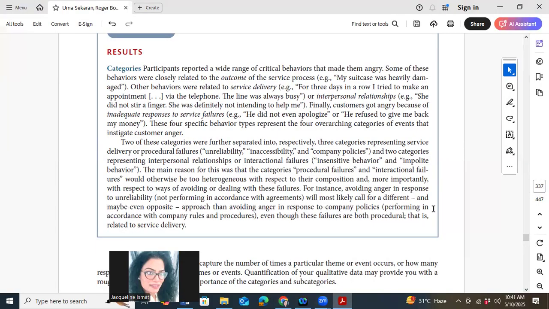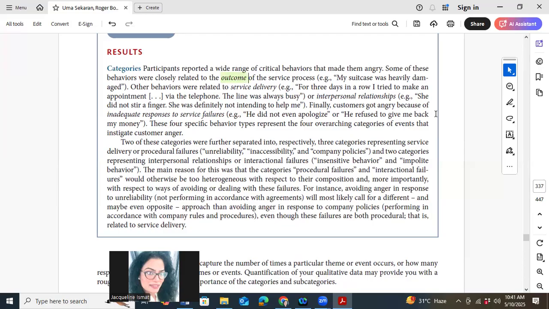So categories बनाएंगे. So participants should go to the wide range of critical behaviors that may impact. ये past case को हम लिंक करवाएं. ठीक है. बहुत सारे critical behaviors सामने आते हैं. So some of these behaviors are closely related to the outcome of the service process. ये हमारे पास क्या आ गया? एक category आती है. बहुत से behaviors क्या थे? Outcome related. It damaged my suitcase was really damaged.